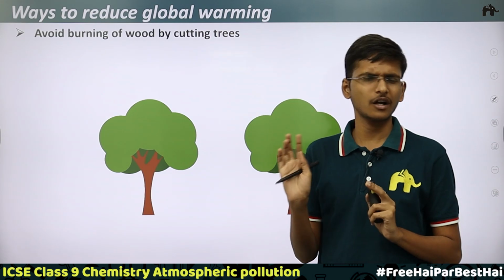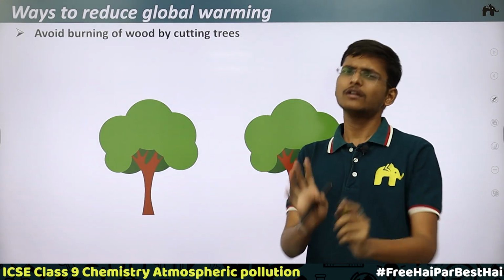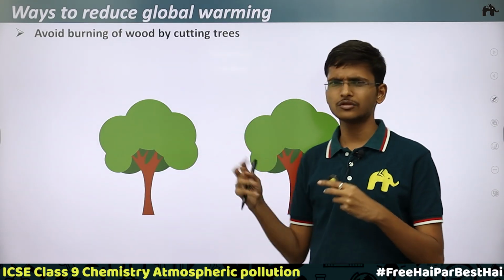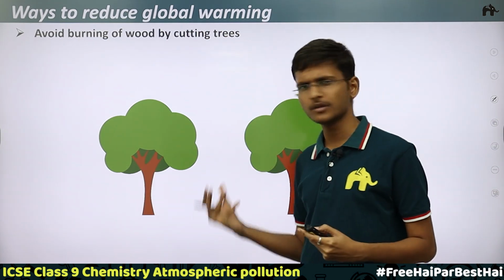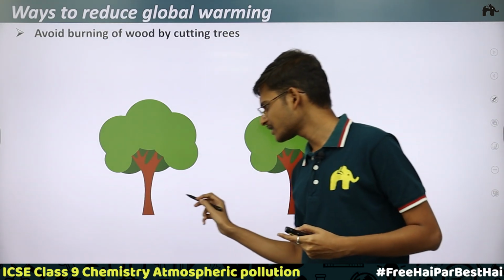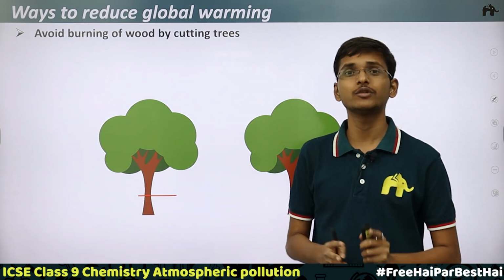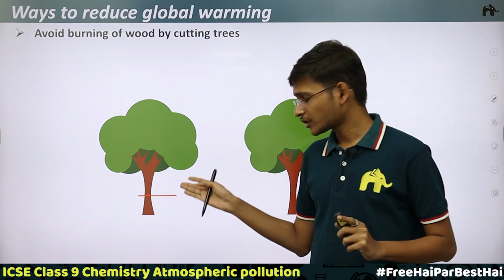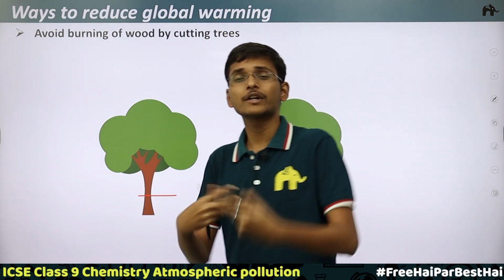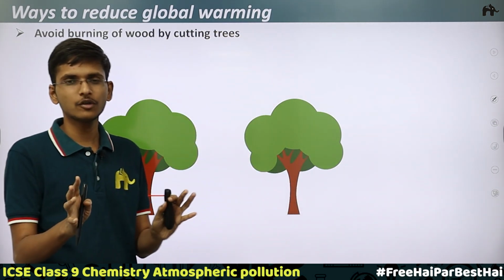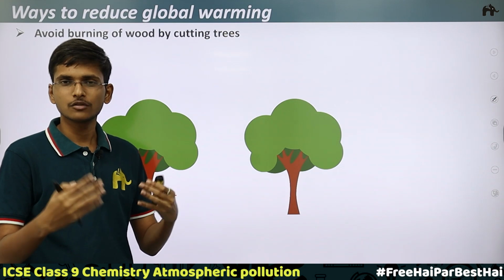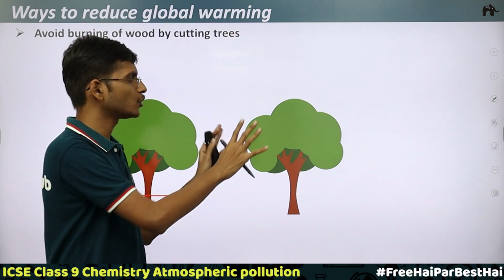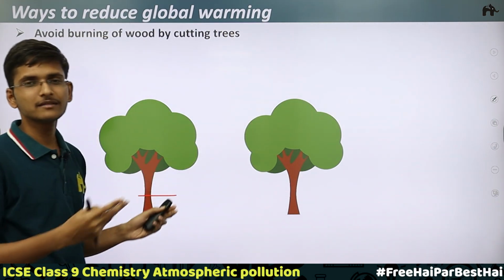Fine. Another thing we can do is avoid burning wood by cutting trees. And if at all we want to do something with the wood, and it's mandatory for us to cut the tree, suppose for example, we need wood to burn. For that we are cutting a tree. So what you can do, in order to minimize global warming, is plant a new tree and look after it till it grows into a huge tree. Which simply means a tree for a tree policy.